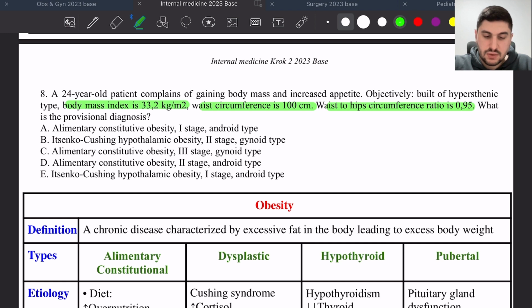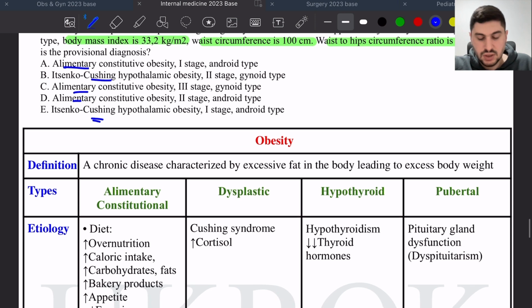Here we have a question about obesity. We have 4 types of obesity, but there are more types, but these are the types you need to know for Krok. As you can see in the question, let's take it bit by bit. We see some options saying alimentary obesity, some options say Cushing obesity. So let's see if it's alimentary first or Cushing.